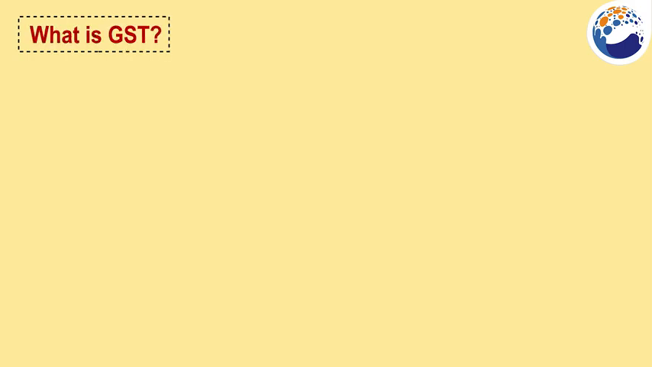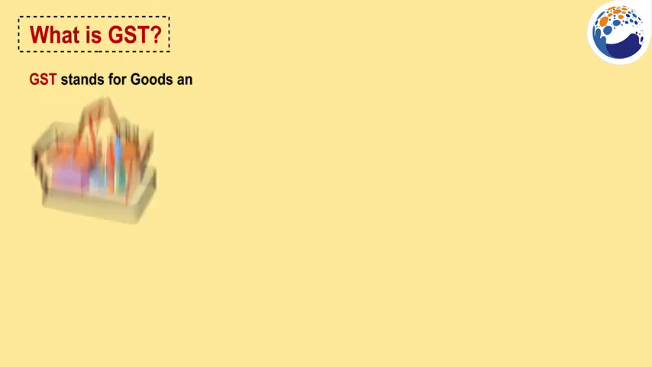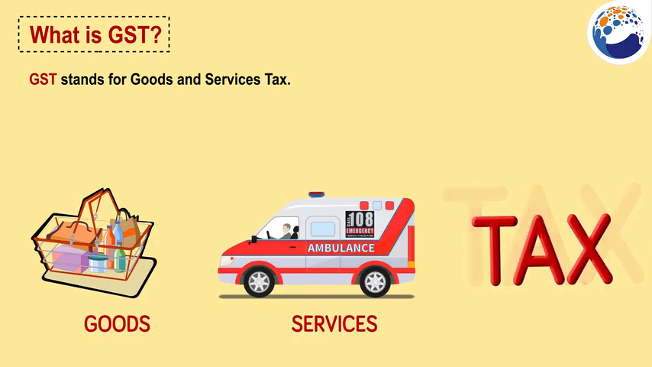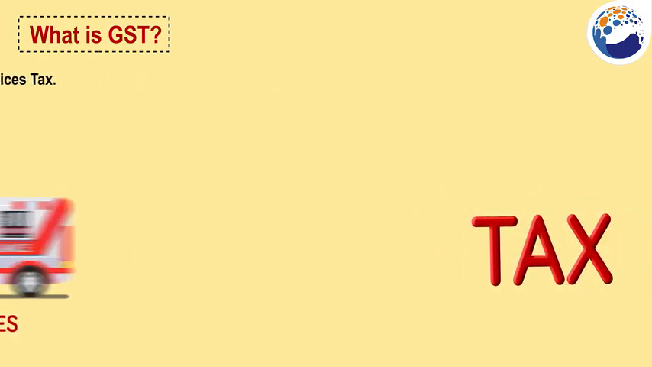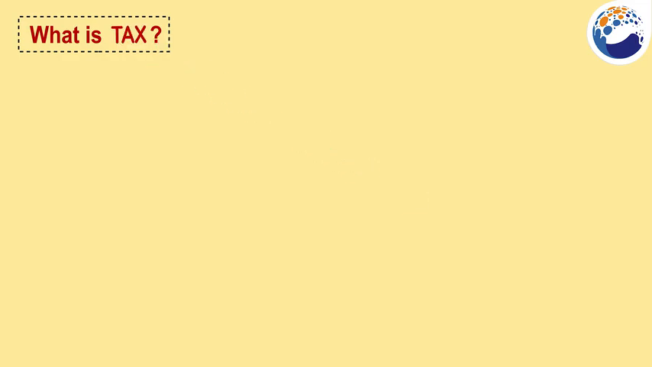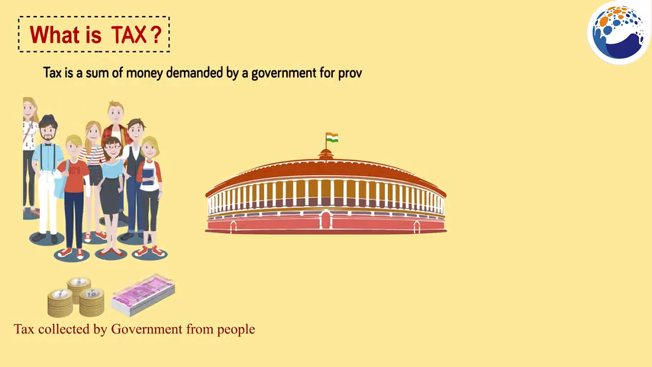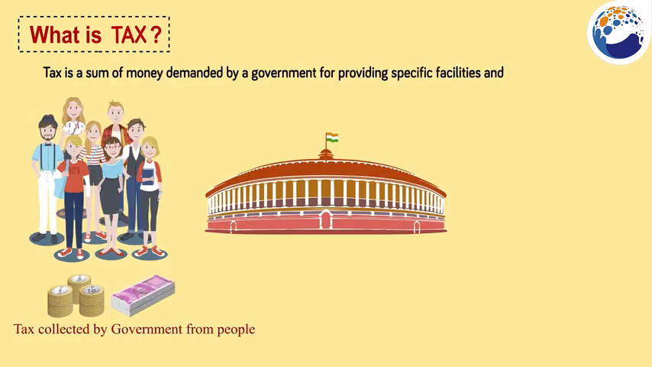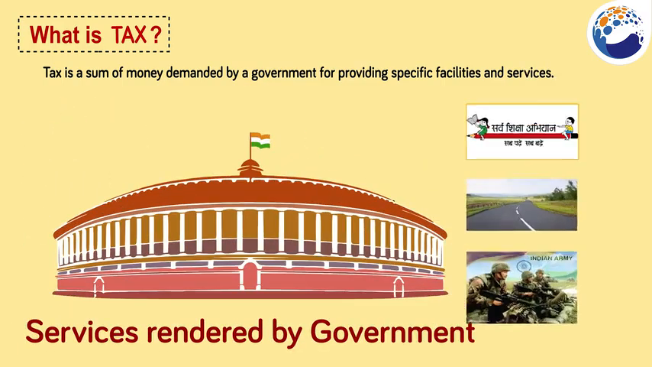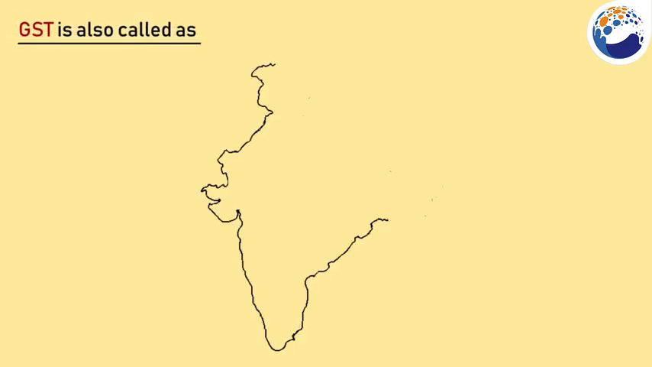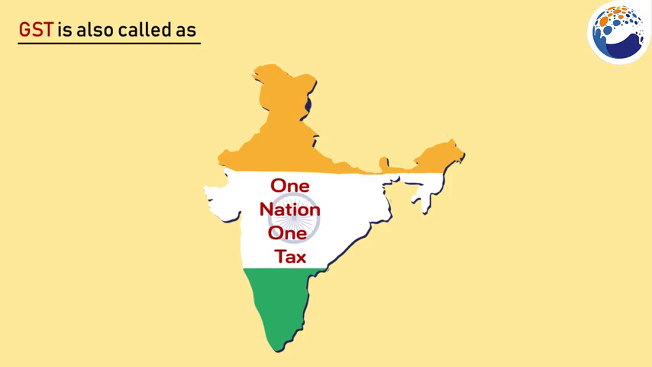What is GST? GST stands for Goods and Services Tax. To understand GST, we must first understand what is tax. Tax is a sum of money demanded by government for providing specific facilities and services like education, to maintain or build roads, military, etc. GST is also called as One Nation, One Tax.